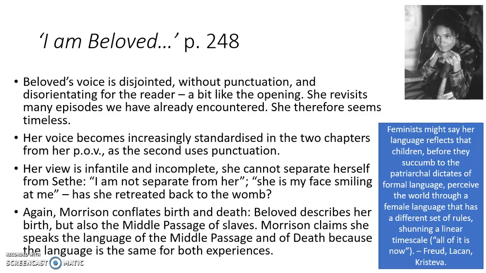She revisits many episodes that we've already read from her point of view, and therefore she seems kind of timeless. So Beloved is this embodiment of the past that invades the present, and this idea that you can't separate the 2. Her voice actually, though, becomes increasingly standardized. So there's another chapter from her point of view, and she actually uses punctuation in that one. So just like she, I suppose, learns how to become adult as a character, her language kind of changes and formalizes and kind of falls in with the rules, if you will.